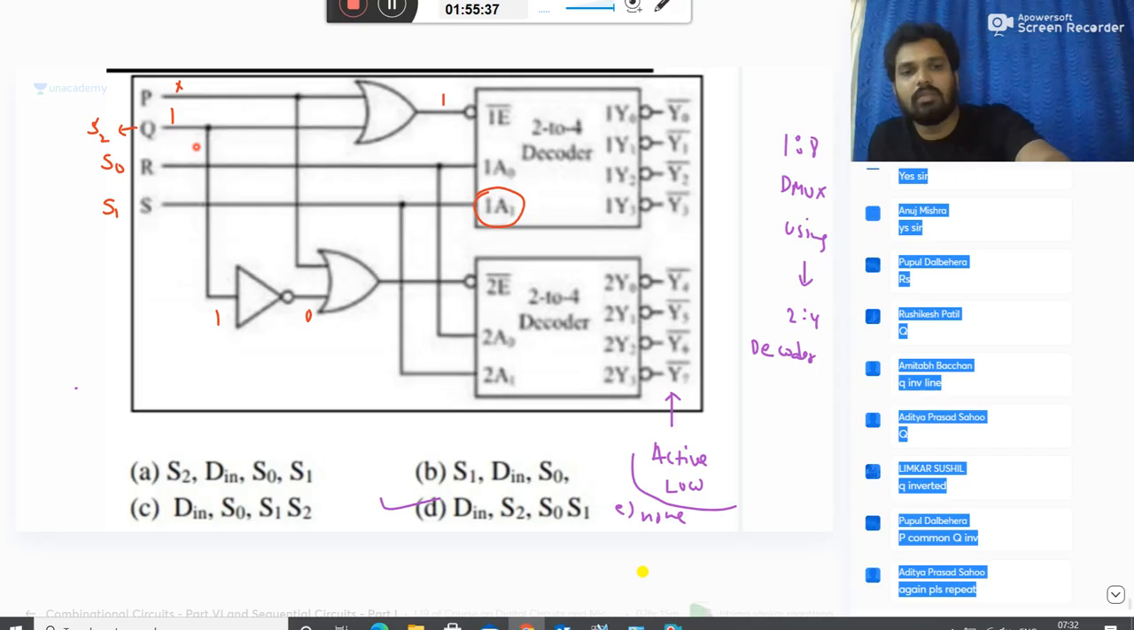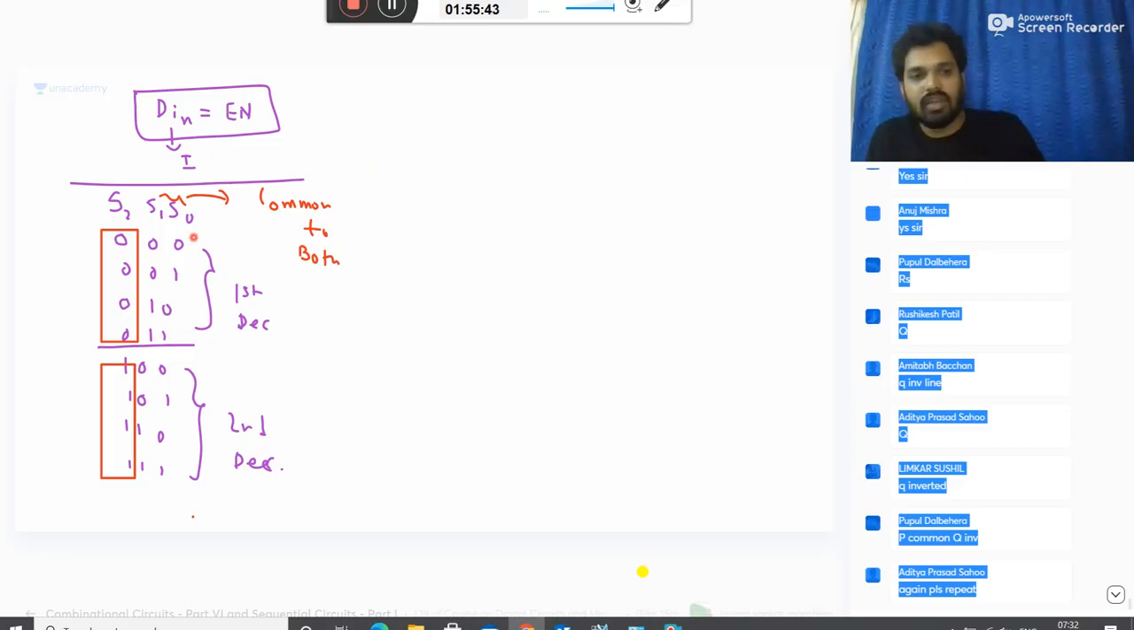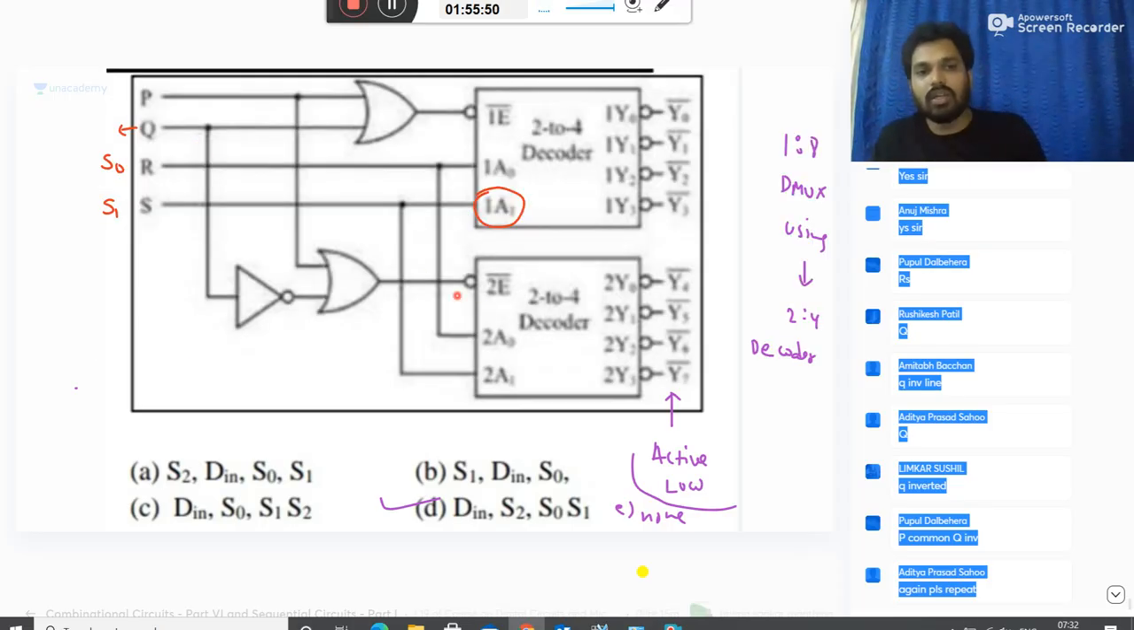Now, listen here. I'm repeating this S2 part. S1, S0, I hope everybody understands. S2 should be like this. When it is 0, it should select the first decoder. When it is 1, it should select the second decoder. So which one can do that? Here, if you take P equal to S2, what is the problem? P is common now for both of them. It cannot do that job. P is the same for both the decoders. So which can do that job?